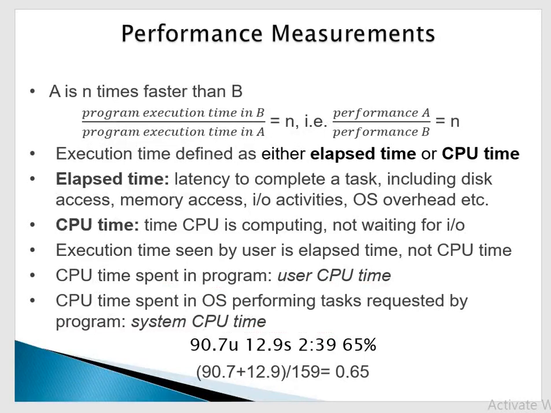Now we will try to understand the performance measurements. As in the previous example, we considered that computer X is 1.5 times faster than computer Y. Similarly, if computer A is n times faster than B, then we write the program execution time in B divided by the program execution time in A is equal to n. That is, performance of A divided by performance of B is equal to n. Now what is the execution time? The execution time is the time taken by the computer to complete one task. This execution time can be defined either as elapsed time or CPU time.